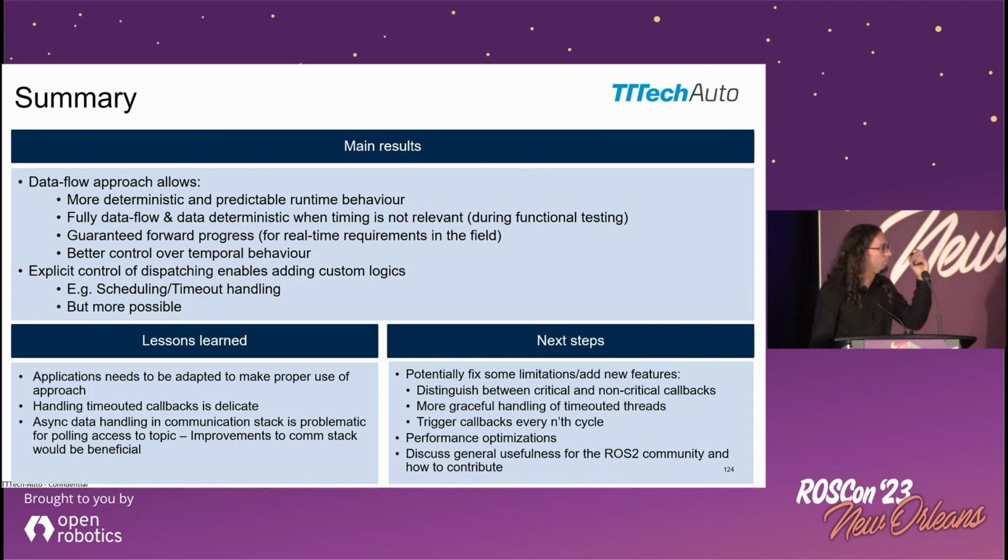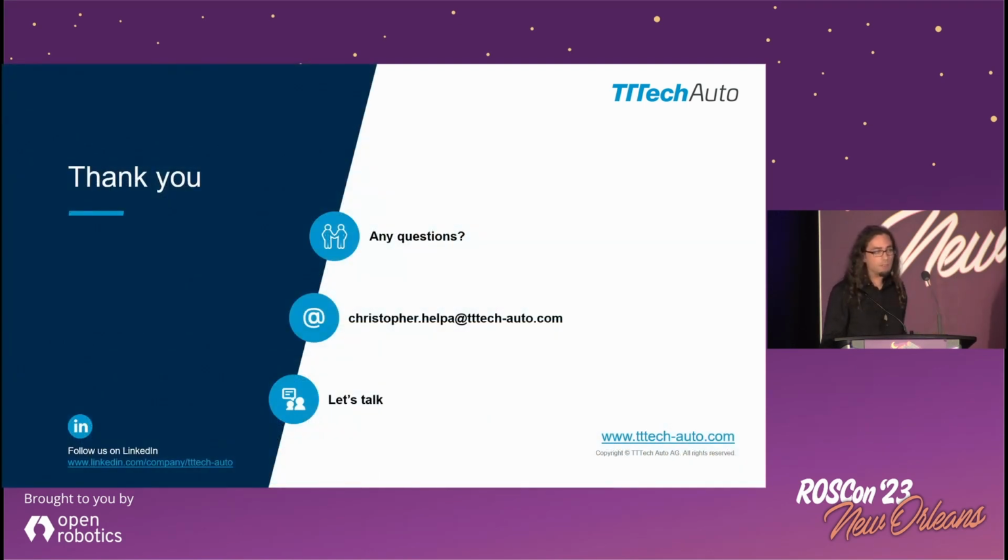Next steps, obviously we can add more features. Another thing is performance optimization. So this is still a proof of concept. And it's in the critical path, so this will help. But the most important part for us is that we want to discuss general usability for the ROS 2 community and see how we could contribute this. And with this, I want to end the talk. And if there are any questions, I'm happy to take them.